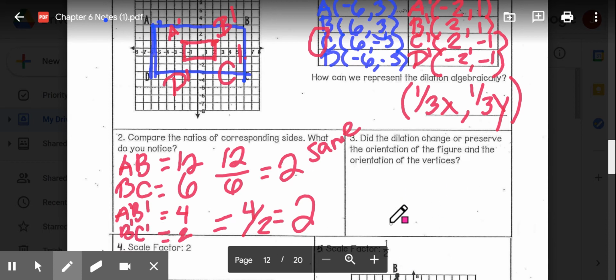This other question says, did the dilation change or preserve the orientation of the figure and the orientation of the vertices? The orientation of the figure, which direction it's facing, stays the same, right? AB is still on the top, BC is still on the right, DC is still on the bottom, and AD is still on the left. So the orientation of the figure stays the same. And the orientation of the vertices, they go in order A, B, C, D, and the same for our new figure, A, B, C, D. So both the orientation of the figure and of the vertices stay the same.